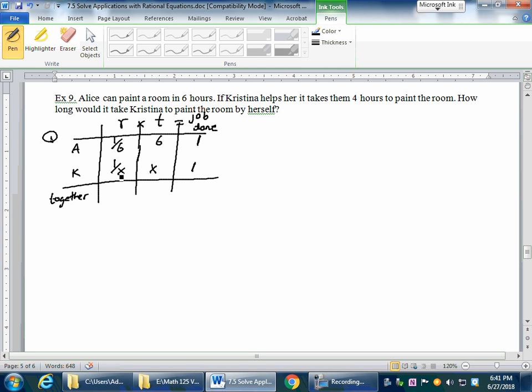And working together, they will be painting the same room. It says that if Christina helped, it will take them 4 hours. So the time for working together is 4 hours. Since they are working together, it must be the combined rate, which is 1/6 plus 1 over x. Remember, this last row will help me to set up my equation: the rate of working together, 1/6 plus 1 over x, times the time working together, is equal to 1.